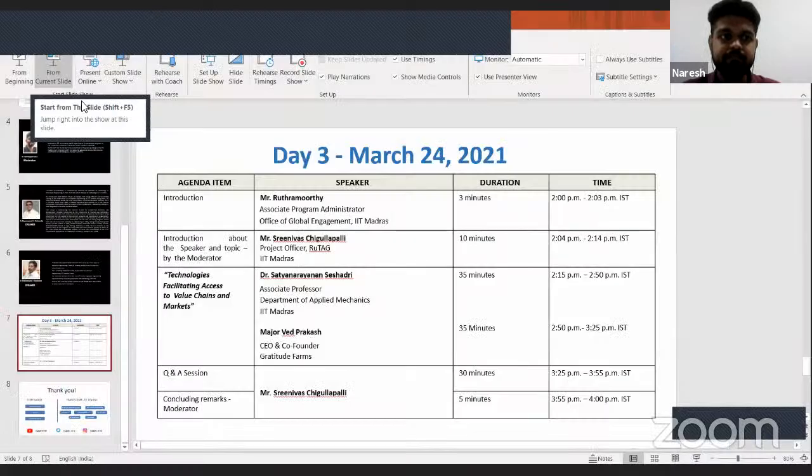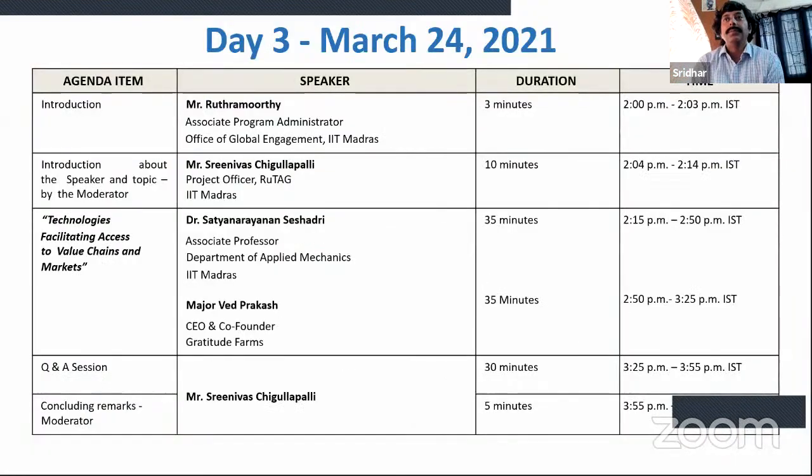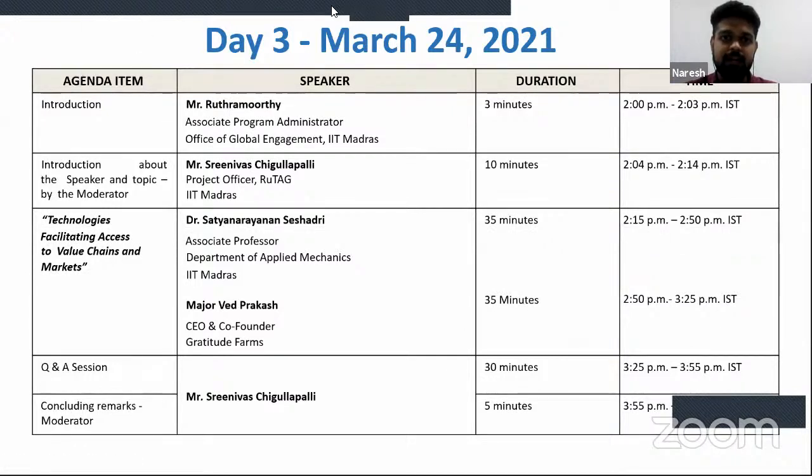Let me share tomorrow's plan. Tomorrow we'll have the topic technologies facilitating access to value chains and markets by Dr. Satyanarayan Sheshatri and Major Ved Prakash, CEO and co-founder, Gratitude Forms. This session will be moderated by Mr. Srinivas Chigulapalli, a project officer, RUTAG IIT Madras.